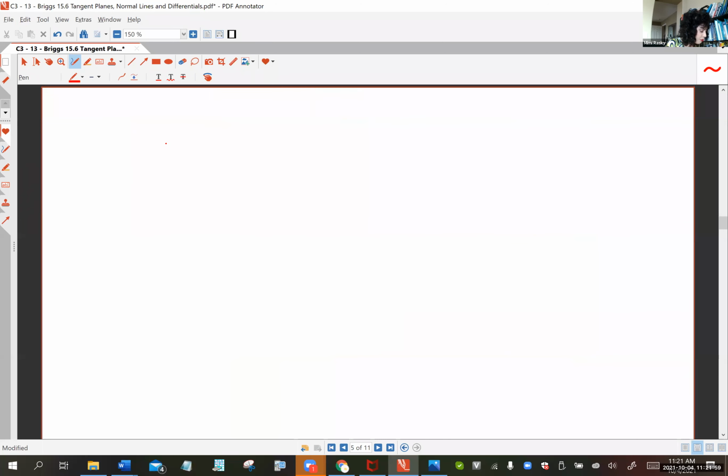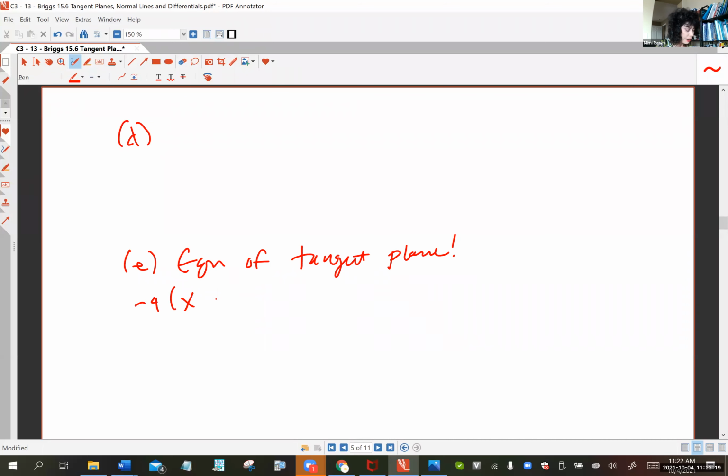So for this problem now, I'll leave letter D for the moment. We'll get it in a second. Let's do letter E. Let's do the equation of the tangent plane, because we can. We got what we need. So from our part C, we got negative 4 times (x minus the x coordinate of the point), plus positive 4 times (y minus negative 2, that's y plus 2), plus negative 1 times (z minus 10), that equals 0.